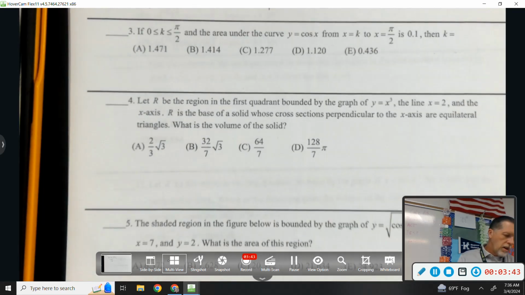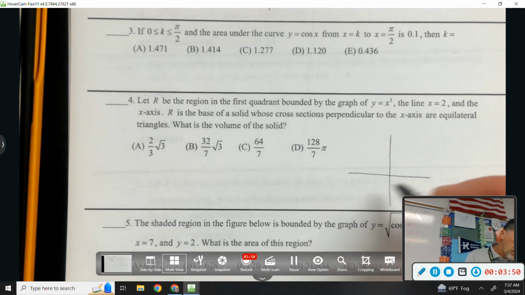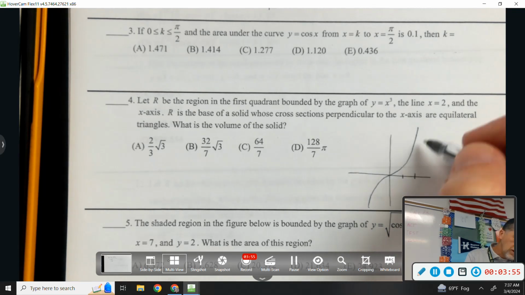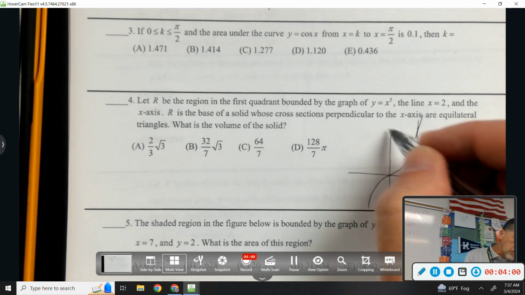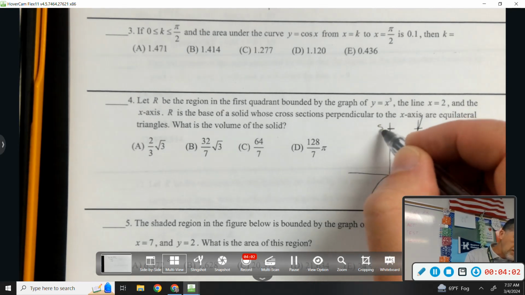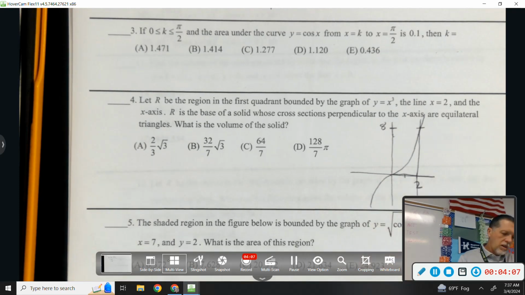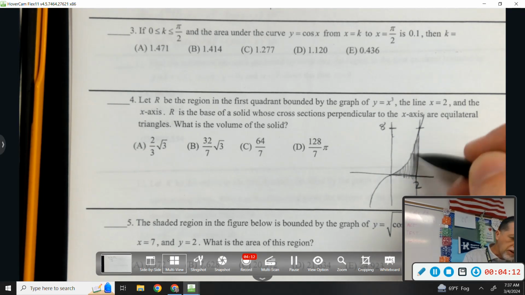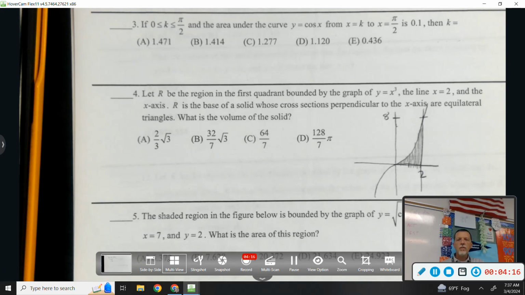Number 4. Let R be the region in the first quadrant bounded by the graphs of y equals x cubed. Okay, I know what that looks like. X equals 2. So 2 cubed is 8, so those would intersect at 8 if that matters. And the x-axis. Okay, so my region we're talking about is that right there.